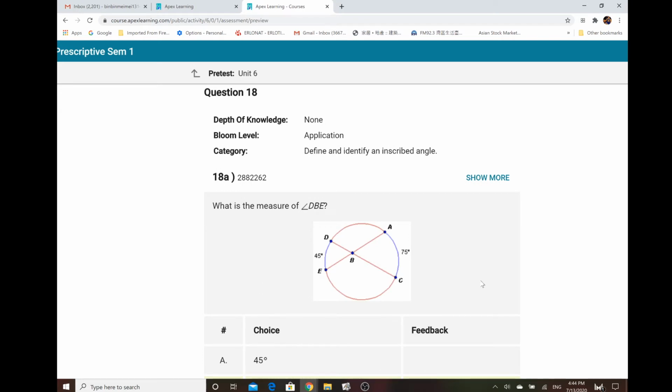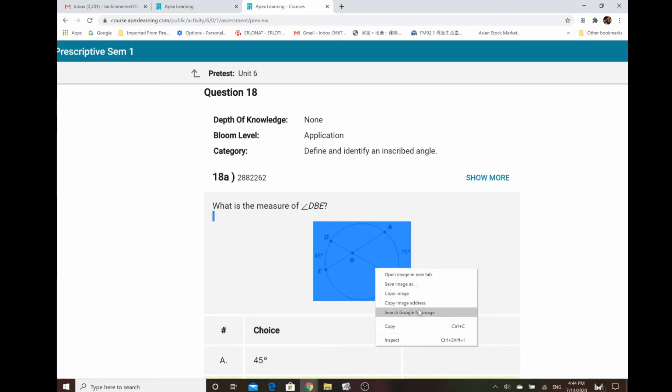And now, in order to find the measure of this one, which is called the inner angle, angle DBE, right here. Okay, so let me just copy down the diagram, and then we'll do the analysis on the next slide.